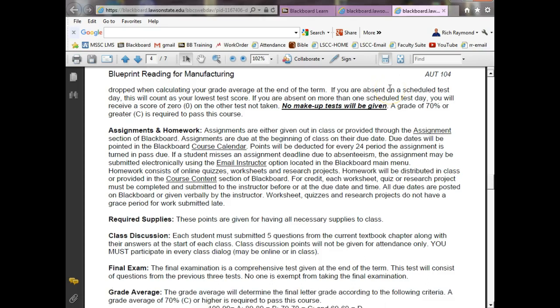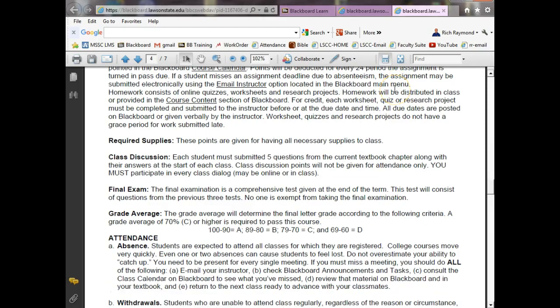Assignments and homework. So assignments and homework, they're going to get due dates when they come out. If you don't turn in your assignment on time, what we do is we deduct points for every day that the assignment is not turned in. This talks about the class discussion. This is just for AUT 104. AUT 104, you have 5 questions from the current textbook along with their answers. Class discussion points will not be given on the absence day.